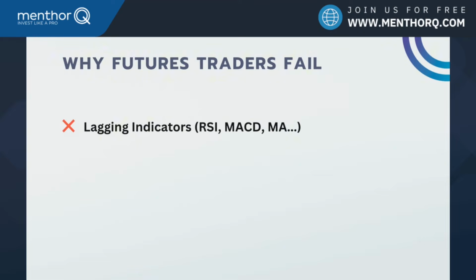So the reasons why most futures traders fail are very simple. Most of them use lagging indicators. For example, you rely on outdated technical tools like moving averages, MACD, RSI, and those tools are great to confirm your idea. But again, everybody's using those, so they are lagging and they sometimes are not able to provide an edge, right? Because everybody's using the same data to potentially enter or exit the market.